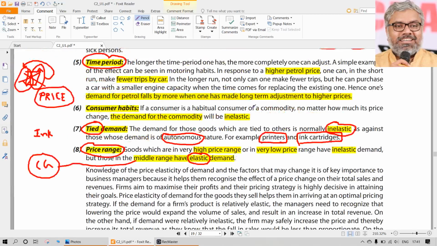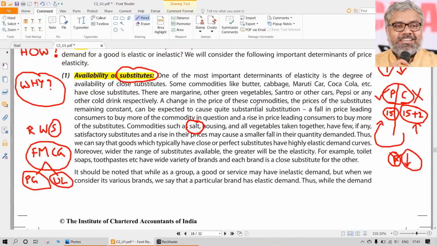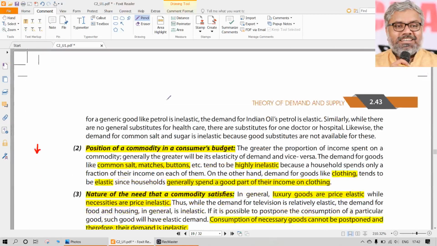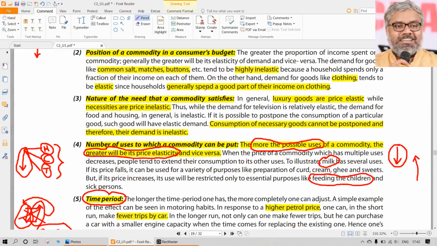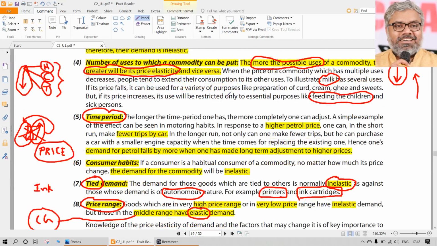So the factors which will influence the elasticity of demand are these things. Conceptually important, technically may not be, but logical questions definitely will come. So you should be able to identify which category that commodity falls in. For any case-based question, if an example is given, your answer will depend upon what category. Does it have a lot of substitutes? You have to check. Is it occupying the biggest position in the consumer's budget or not? You have to check. What is the nature of the need that commodity satisfies? Is it a luxury product or comfort product, or is it a necessity? That will have to be checked, because that also matters.